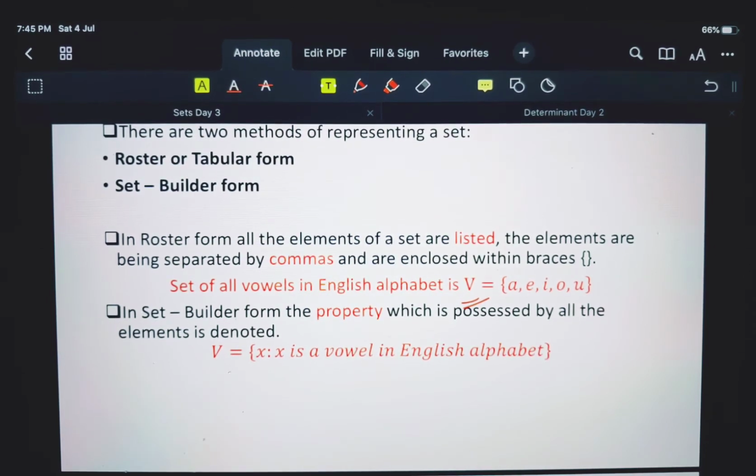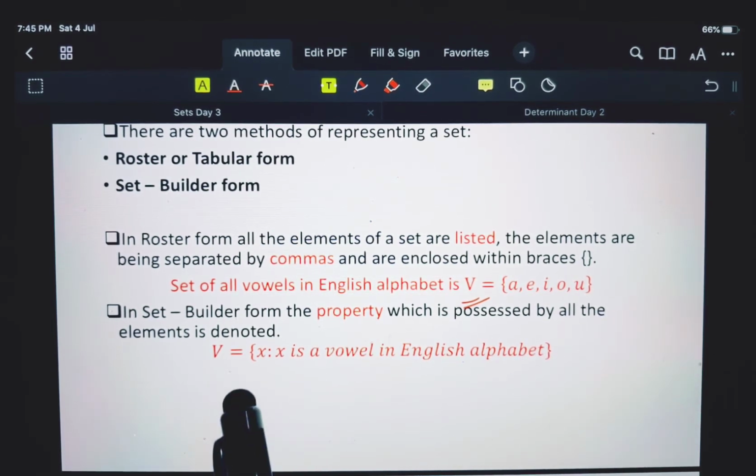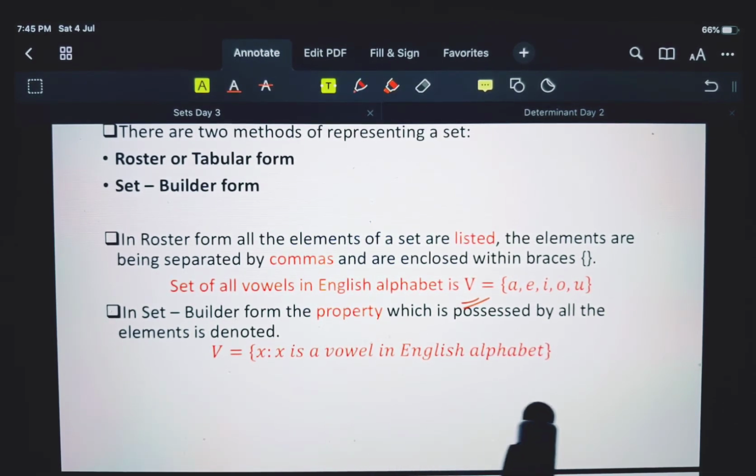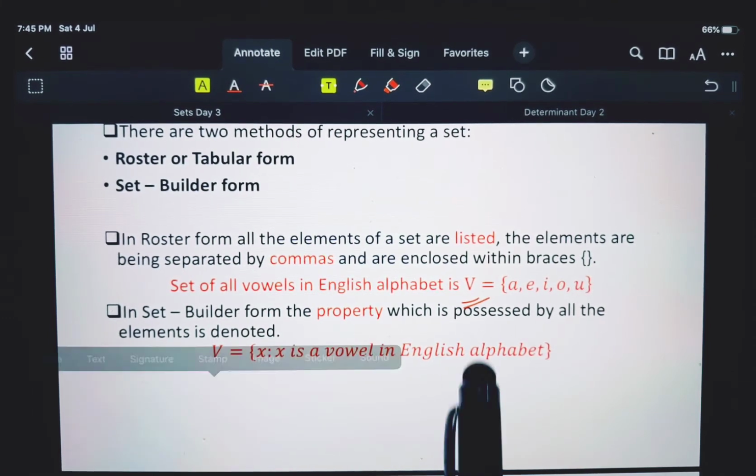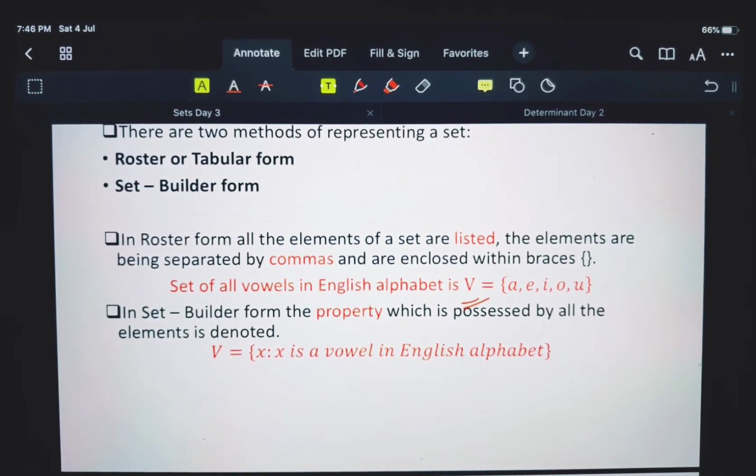So in set builder form, the elements themselves are not important. What is important is the characteristics of the elements. Clear? So here I don't have to list all the elements. I will just write the characteristics shared by the elements. So V, the denotation of the set, will remain the same.